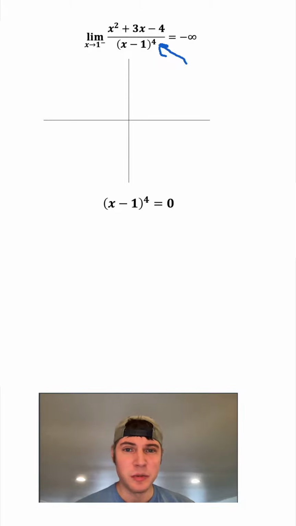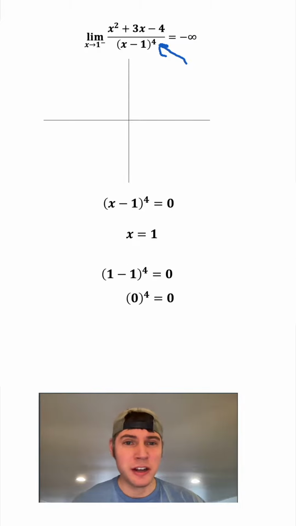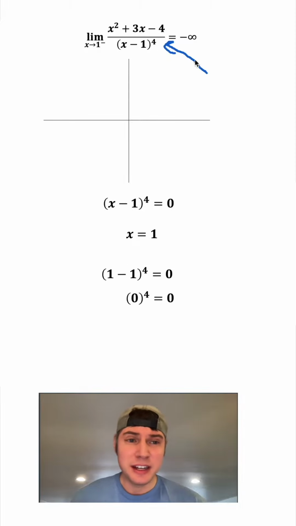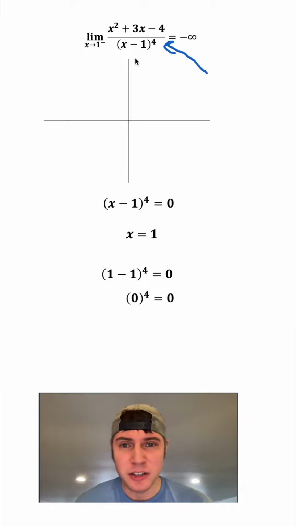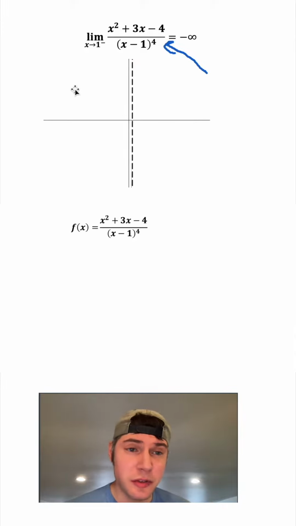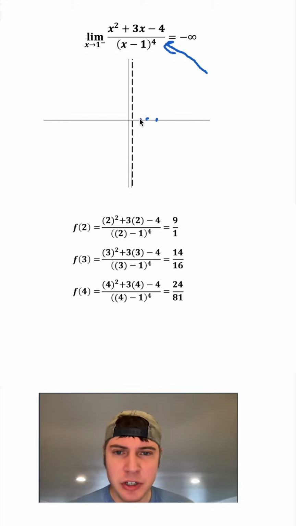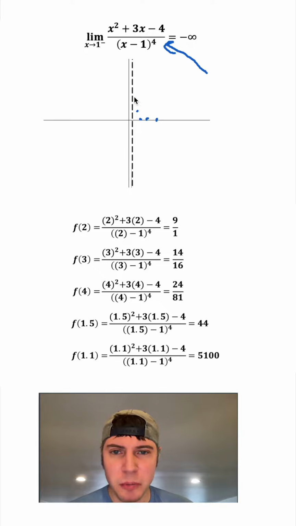When does (x minus 1) to the 4th equal 0? Well, that's going to happen when x is equal to 1 because we'll get a 0 inside of here. At x equals 1, this thing is not defined, so we're going to put a vertical asymptote there. And the next thing we could do is just start choosing different values of x. If we plug in 2, or 3, or 4, and if we chose like 1.5 and 1.1 and so on, it would end up looking something like this.